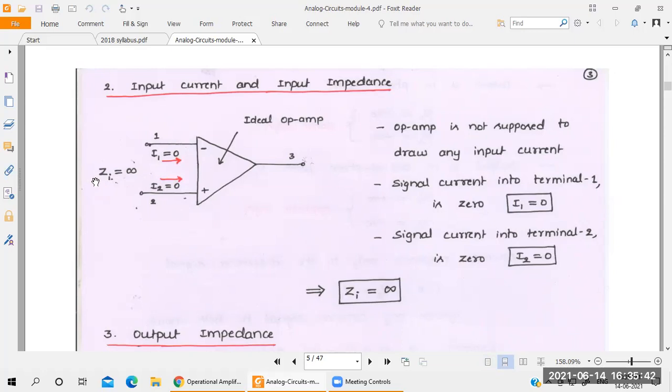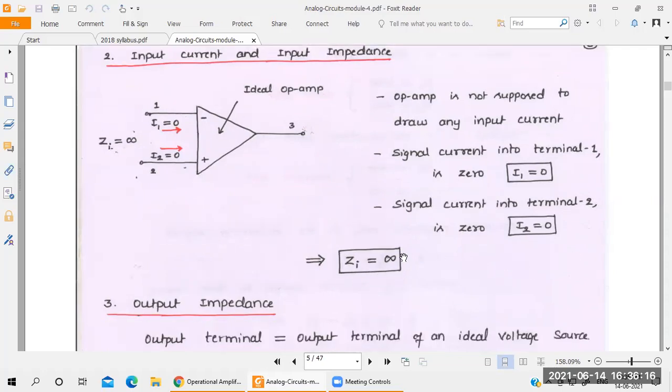Understood? That's why input impedance is infinite resistance. Input resistance is very high. How much? Infinity. What is the current here? 0. Because resistance is very high here, current is almost 0. That is the ideal op-amp characteristic. So the op-amp is not supposed to draw any input current when input impedance is high. Signal current into terminal 1 is 0, and signal current into terminal 2 is 0 when input impedance is infinity. This is very important here.